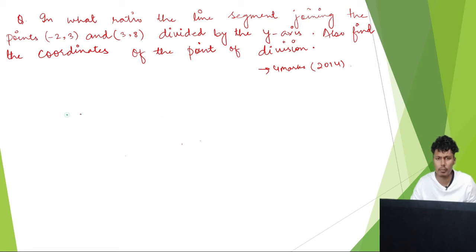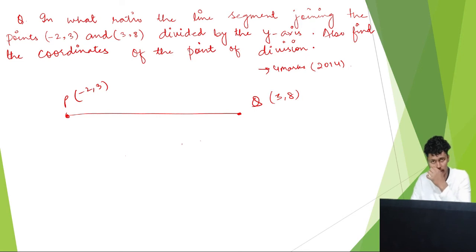Okay, there is a line segment. This line segment has points P, Q. So what is P here? -2, 3. What is Q here? 3, 8. Okay, these two are the points, and we are going to divide by the y-axis.